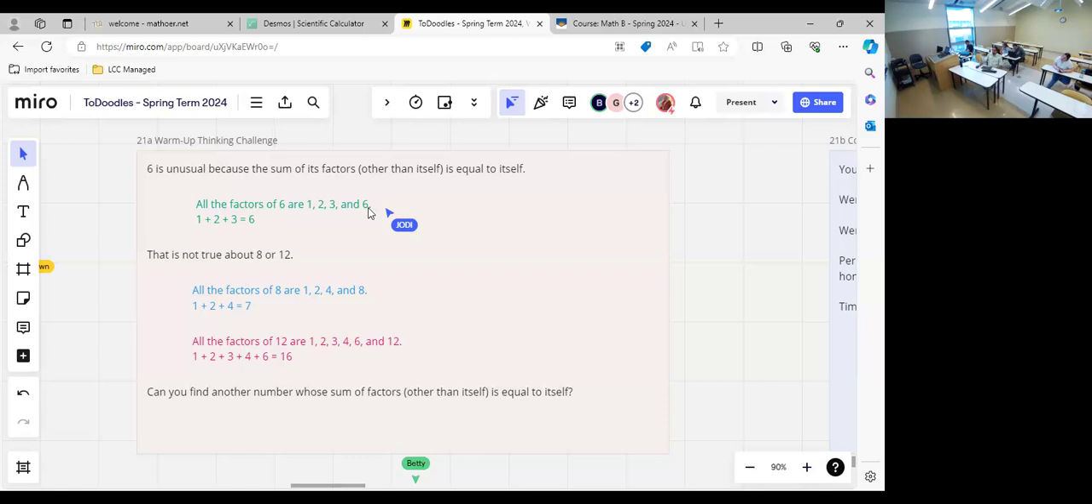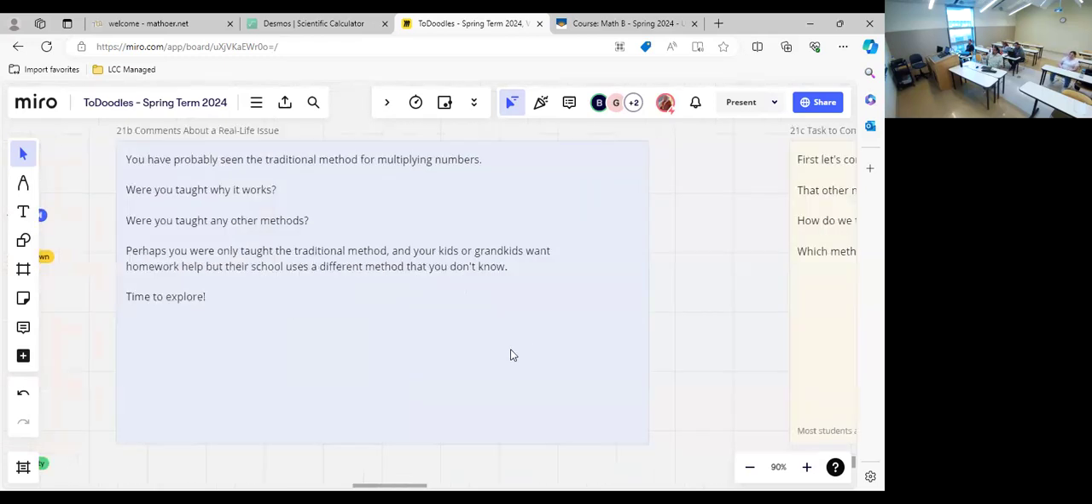But lots of numbers are not like that, right? Eight, the factors of eight are one, two, four, and eight. And if I add up the one, two, and four, I don't get to eight. Or 12, the factors of 12 are one, two, three, four, six, and 12, because 1 times 12 is 12, or 2 times 6 is 12, or 3 times 4 is 12. But if I add up all the non-12 factors, do I get to 12? No, I don't. So can you find another number that's special like 6? When you add up all of its factors other than itself, you get to that same number.